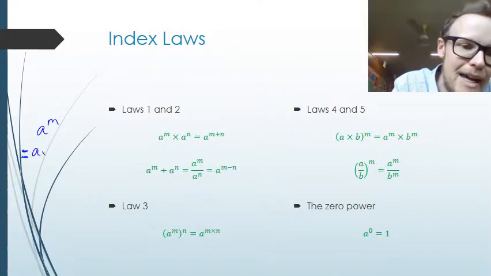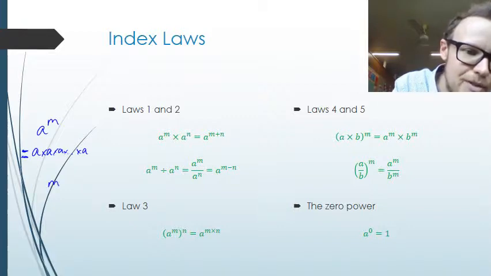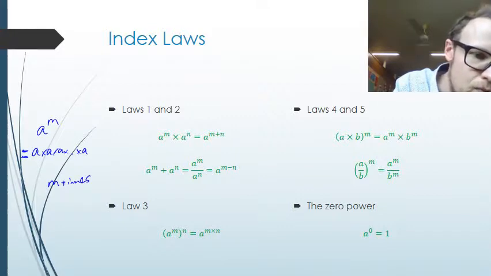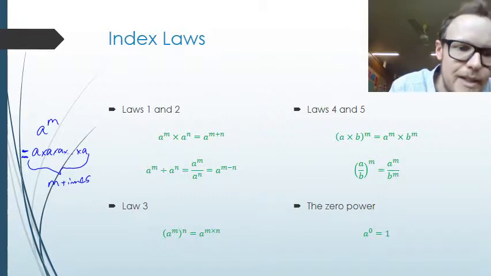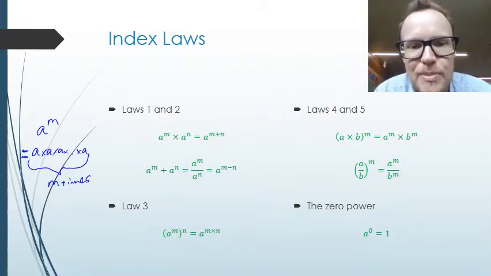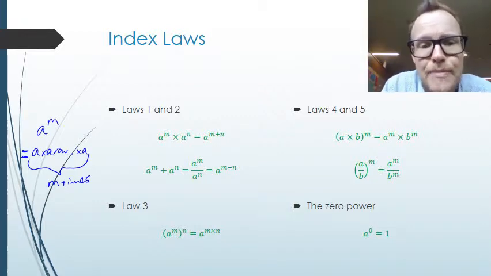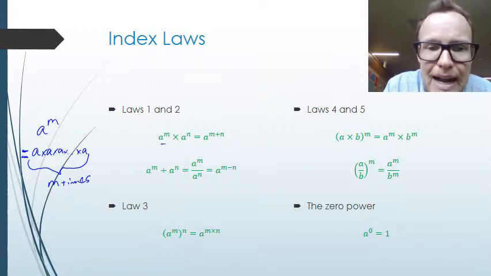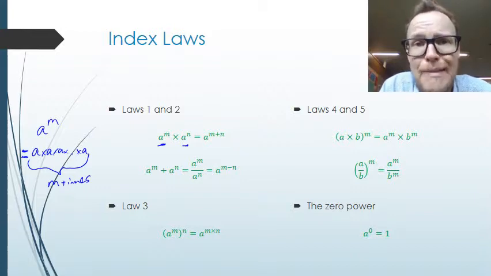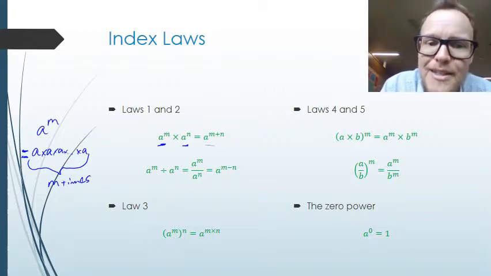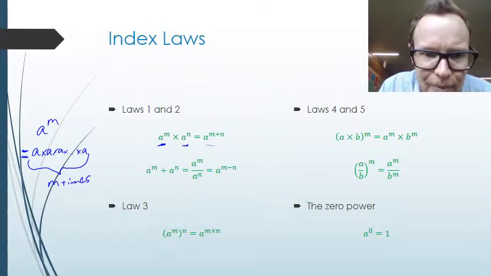So this means a times a times a times a, m times. Okay, so we're multiplying it out m times. And so it means that if I've got m a's here, and then I multiply by n a's here, that means in total I've got m plus n a's. So that's why this index law works. And it's exactly the same for this one here.